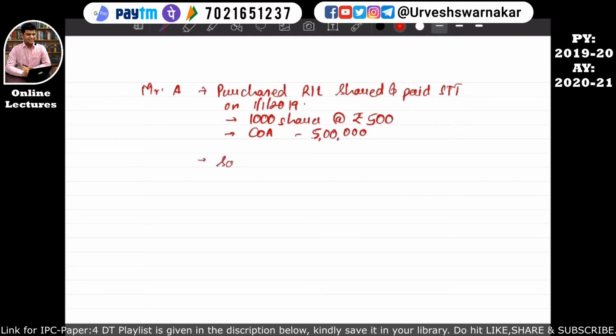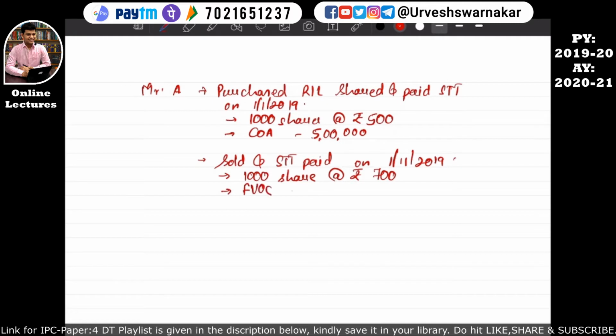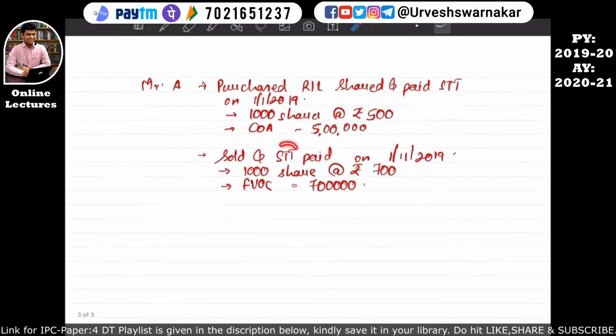And these shares are sold, and STT is paid on such sales, on 1st of November 2019, and these 1000 shares are sold at the rate of rupees 700. So full value of consideration is equal to 7 lakhs. I hope this is quite clear to you all. So as you can see from this example, STT is paid on the purchase of this Reliance Industries Limited and STT is paid on the sales also. I hope this is quite clear.